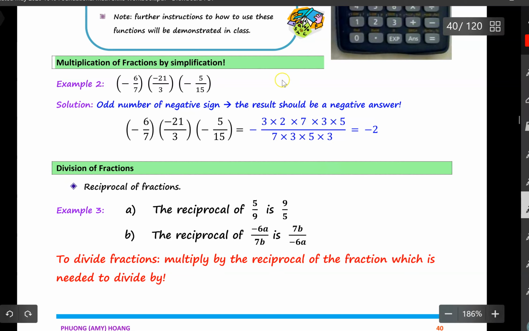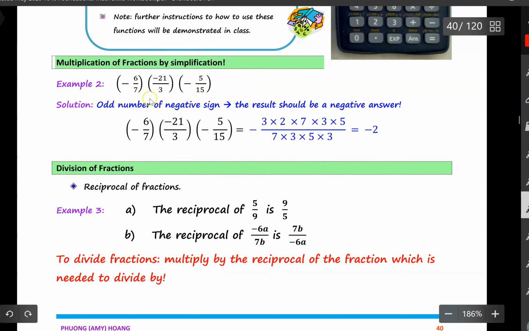So let's talk about multiplication first. Okay, so multiplication of fractions by simplification. In most cases, we have to perform this if we don't use the calculator. So take a look at this example 2. I have negative 6 over 7 as a fraction, negative 21 over 3 as a fraction as well. I know this can turn into a negative 7, but the reason I put it like this is so I can show everyone how we can do this by simplification. And negative 5 over 15.